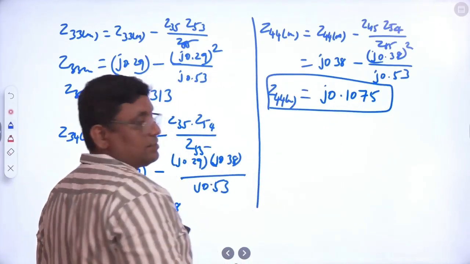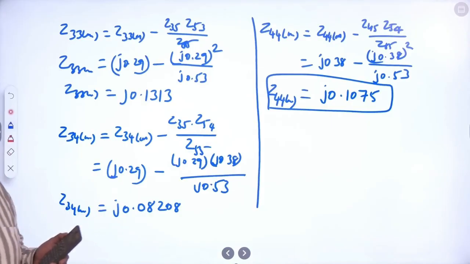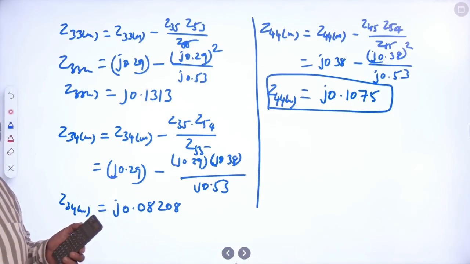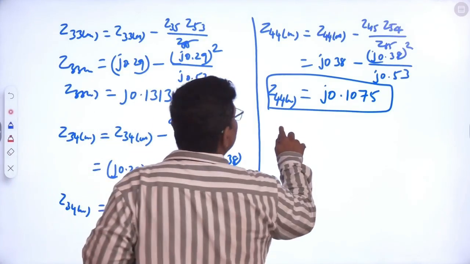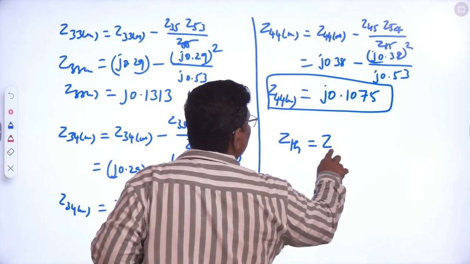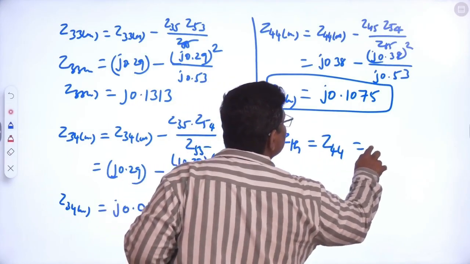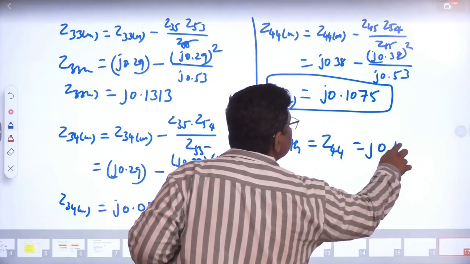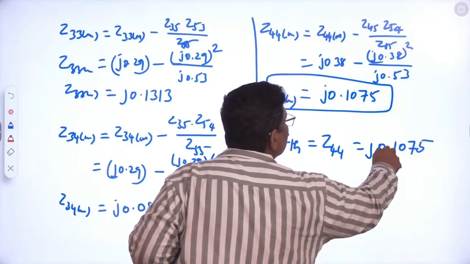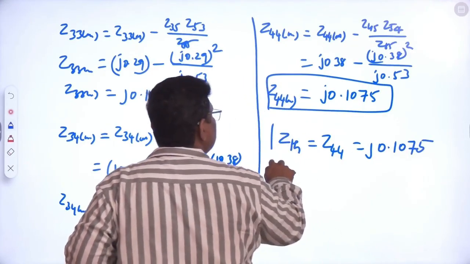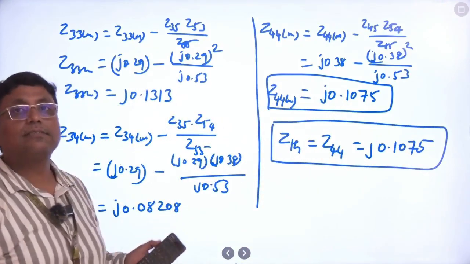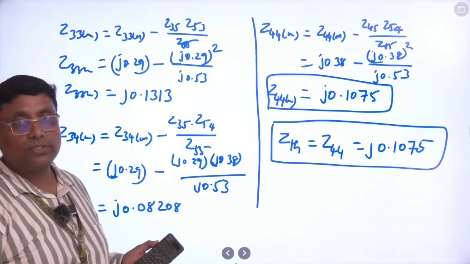So fault occurs in the fourth bus. Okay, so we can consider the Z44 value is the Z Thevenin. Clear? So Z Thevenin is nothing but Z44, that is equal to j0.1075. Okay, so this is the required Thevenin impedance value. Why? Because the fault occurs in the fourth bus only.